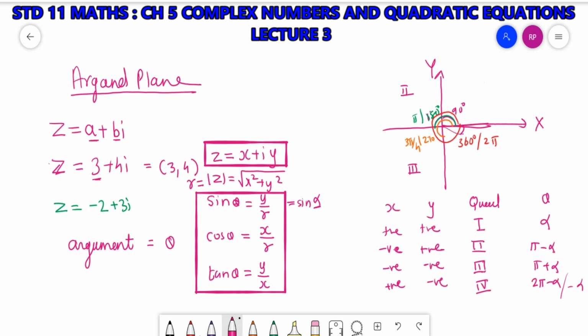Okay. There is another way. If sine theta is greater than 0 and cos theta greater than 0, first quadrant. If sine is greater than 0 but cos is less than 0, that means second quadrant. If both are less than 0, that means third quadrant. If cos is greater than 0 and sine is less than 0, then it will be in fourth quadrant. Okay. Clear? So just note down about this table.